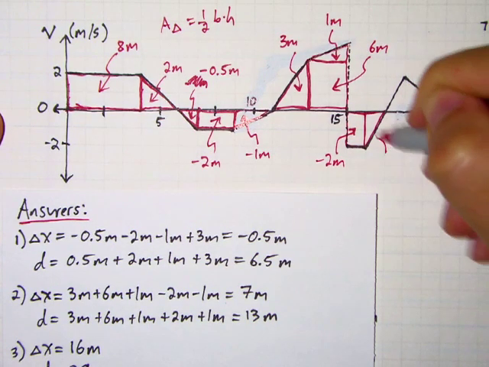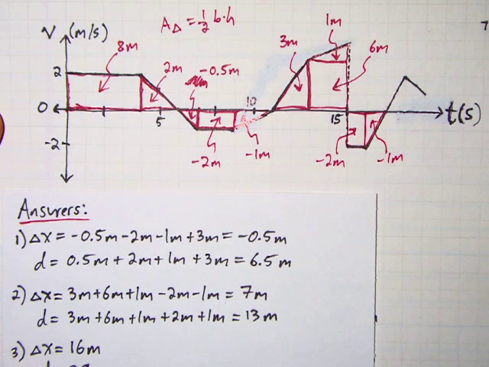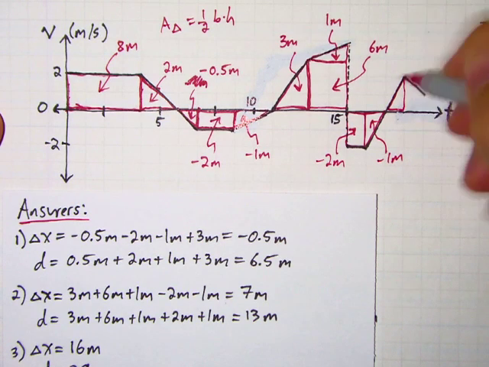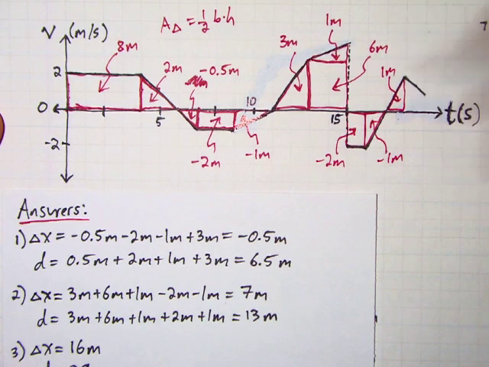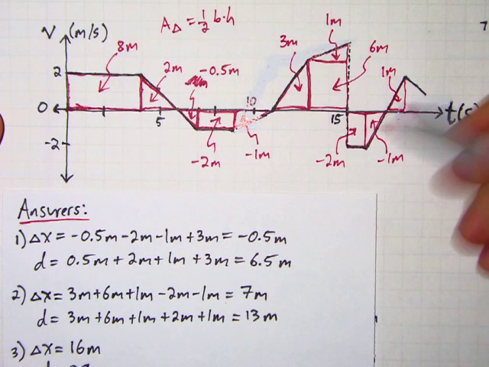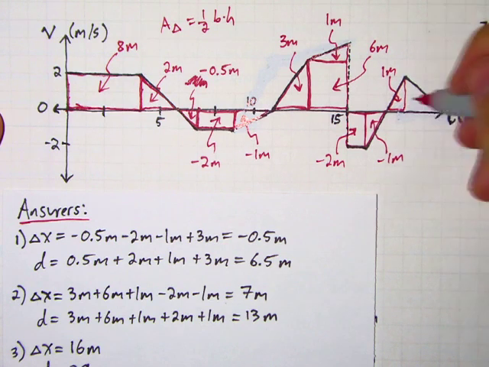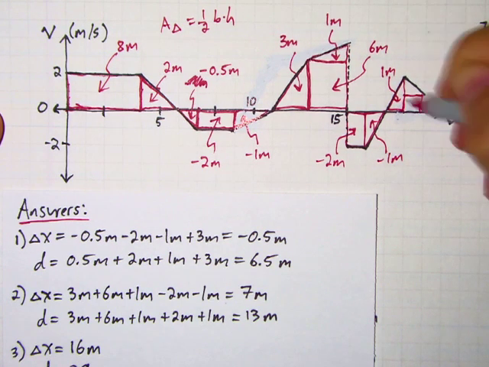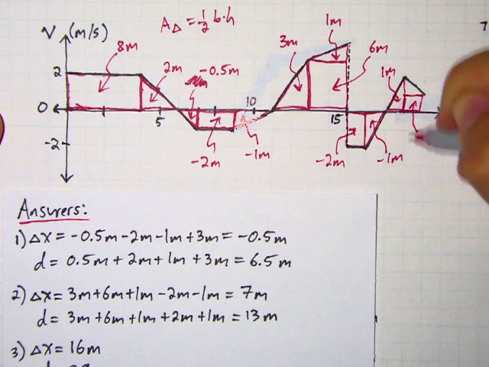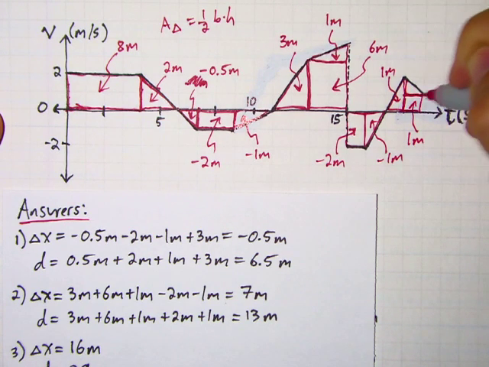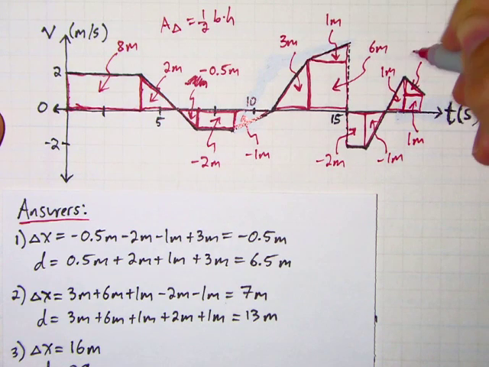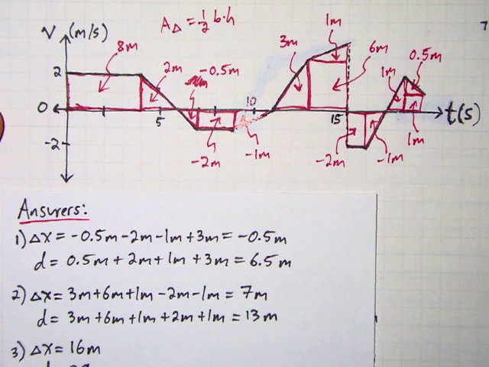That triangle is -1 meter. This triangle is +1 meter. So this triangle and this triangle would cancel each other out if you're moving from here to here. And then lastly, we've got that little square, +1 meter, and that little triangle, +0.5 meters.